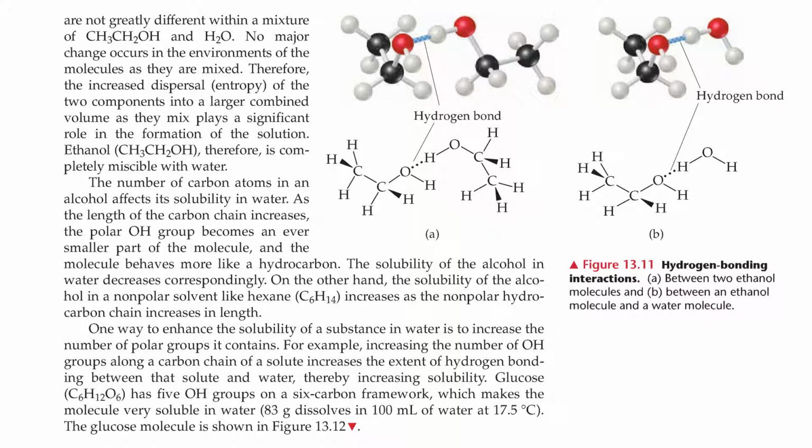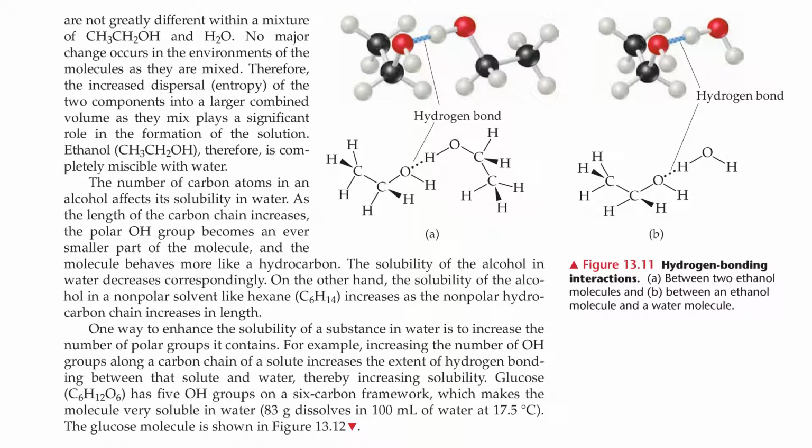The number of carbon atoms in an alcohol affects its solubility in water. As the length of the carbon chain increases, the polar hydroxyl group becomes an ever smaller part of the molecule, and the molecule behaves more like a hydrocarbon. The solubility of the alcohol in water decreases correspondingly. On the other hand, the solubility of an alcohol in a nonpolar solvent, such as hexane, increases as the nonpolar hydrocarbon chain increases in length.